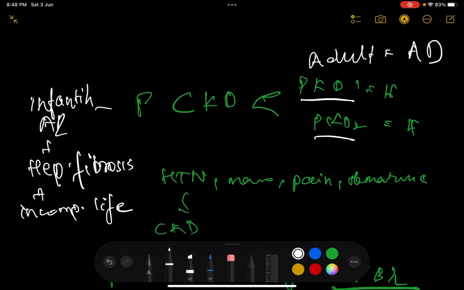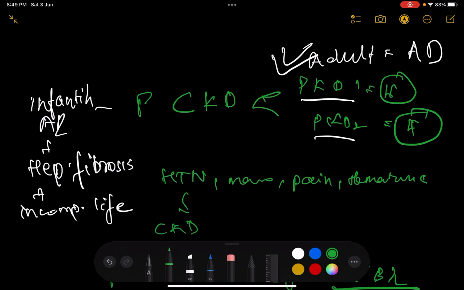What is important about each of these PKDs, especially of the adult type, is the chromosomes that they are present on. If it is PKD1, it's on chromosome number 16, and PKD2 is going to be the square root of 16, which is 4. That's how I remember the chromosomes that are usually asked in the exams.